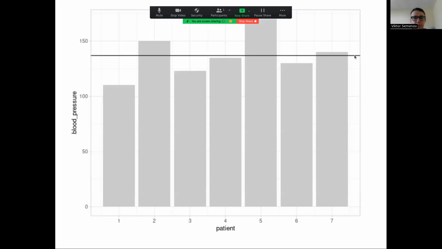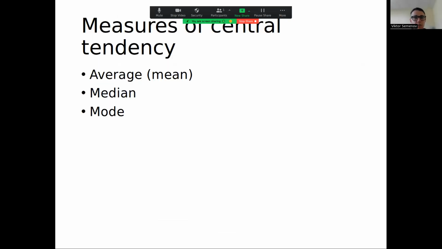So mean or average value doesn't represent the exact value of a single person in a sample, but still it stands for the average value in the sample overall. So we will talk today about which kinds of values we can use for description of general trends in the sample. First of all, we will start with the measures of central tendency.